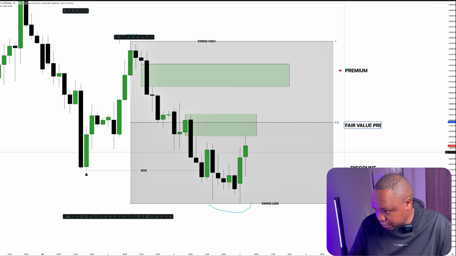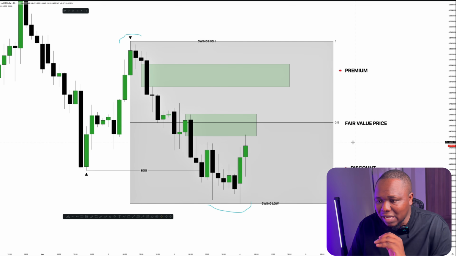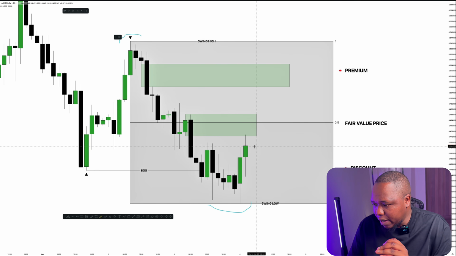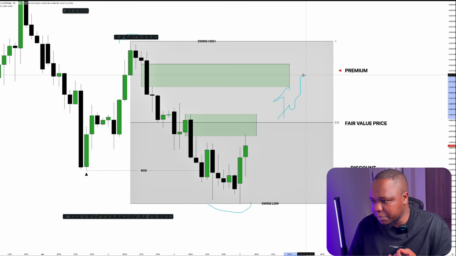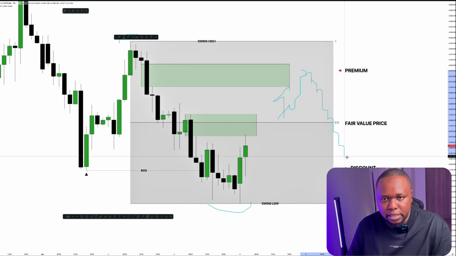So now the rules are actually very simple. Above the 0.5 price is known to be in a premium price. That means the further price goes above the 0.5, the more expensive it becomes, and the higher the probability of it coming back down, selling. And the lower price gets into our discount price, or below our 0.5, the cheaper it becomes. So when price is in our discount price, we expect price to extremely buy.